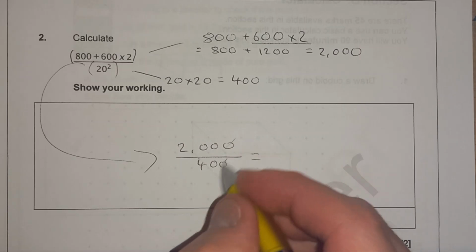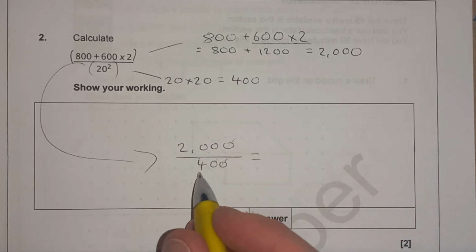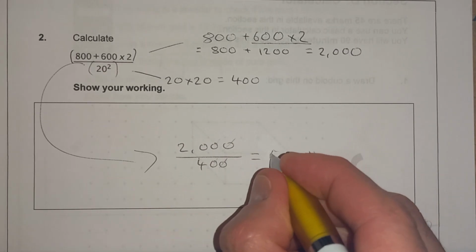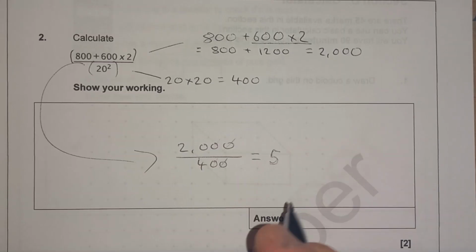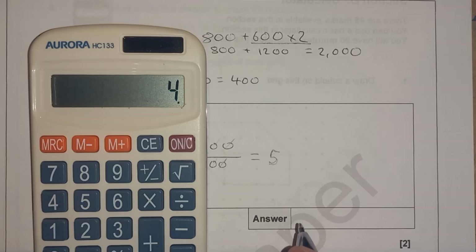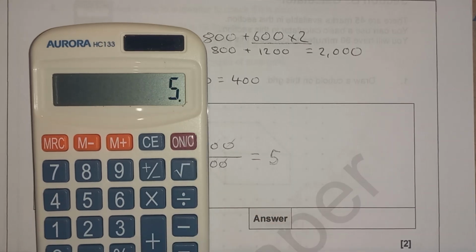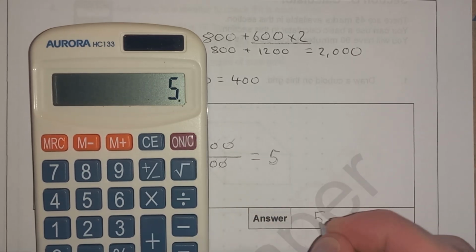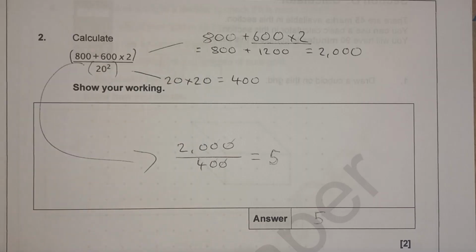Now you could cancel some zeros like this and end up with 20 divided by 4, which I know is going to be 5. But if you want, we can check that on the calculator, which does give me 5. And we can write that in our answer box here.